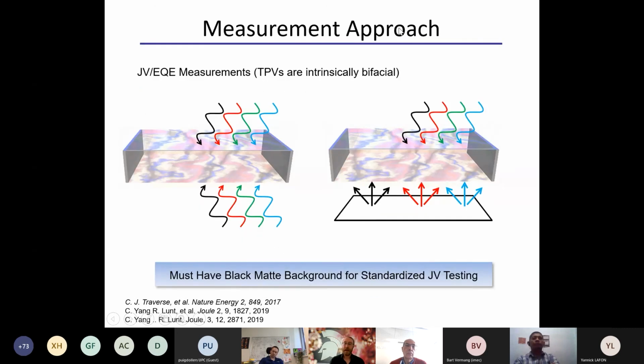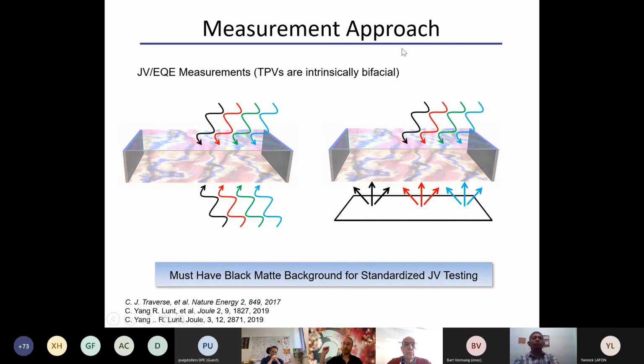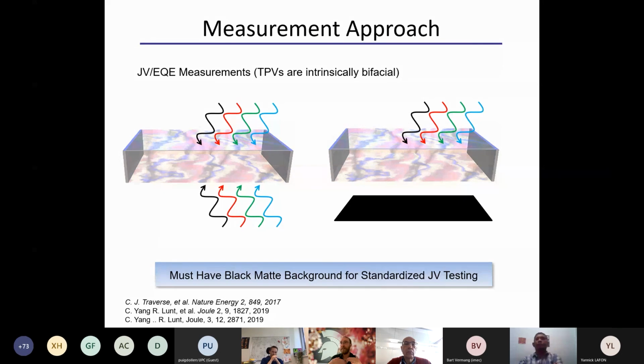Another aspect of the JV measurement that's particularly important to recognize is that transparent PVs are intrinsically bifacial. And so what you put behind it matters. And so as a standard measurement protocol, the first and most important measurement is to do the measurement with a black matte backdrop behind the device so that you avoid the double pass. That is the standard protocol, standard measurement. You can add in additional measurements with different things behind it, but for comparison, we need that black matte backdrop because it's not suitable to assume that you know what's going to be behind every window.